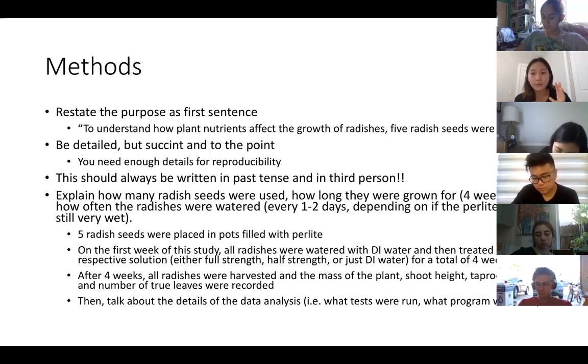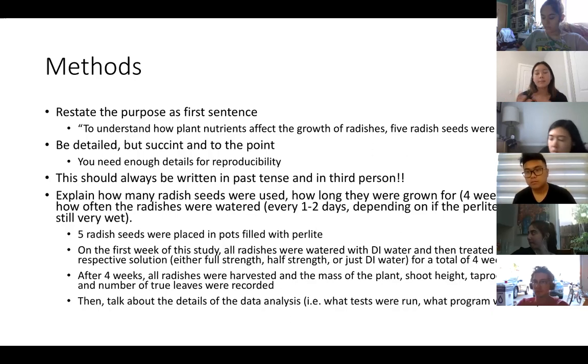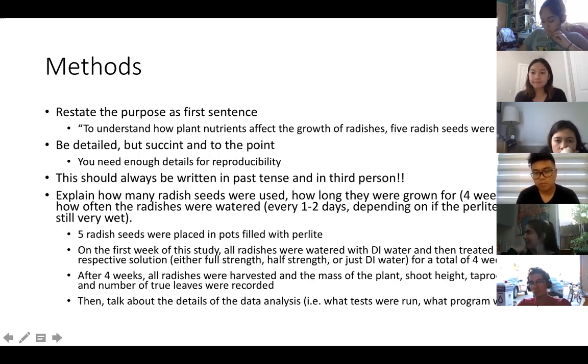So remember, just like how you write your methods for the pre-labs, this should always be written in past tense, because you already obtained the results, which means you already have done these methods. So never future and never present tense. Always in past tense. And this should also always be in third person. So no pronouns, no I, no we, no you, just this was done. How can you phrase this? 5 radish seeds were grown in pots filled with perlite and then grown for a period of 4 weeks, something like that. No pronouns though. Always written in third person.